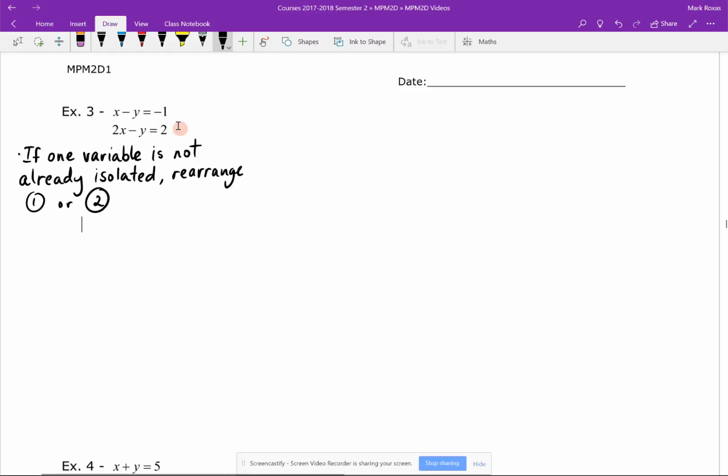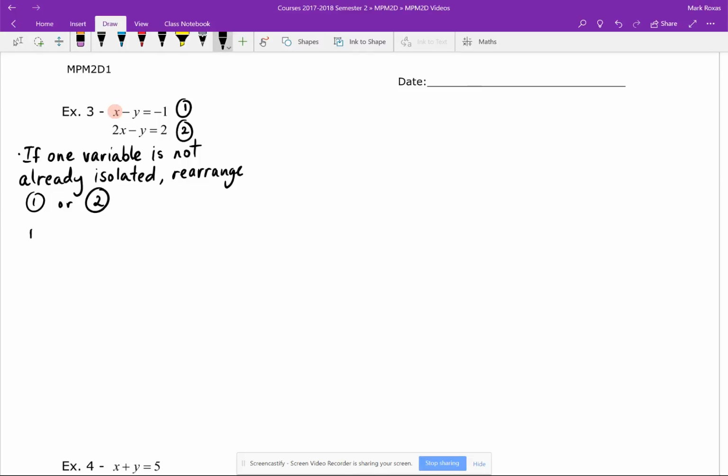So the question is, which one should I rearrange? Well, you should always pick the one, as much as possible, the one that doesn't have any coefficients, because that means you have one less step. You don't have to divide anything. And you pick a variable that's easy to isolate. Okay. So x is already positive on the left side. Why don't I isolate x in equation number 1? So we're going to call this equation number 1 and this one equation number 2.